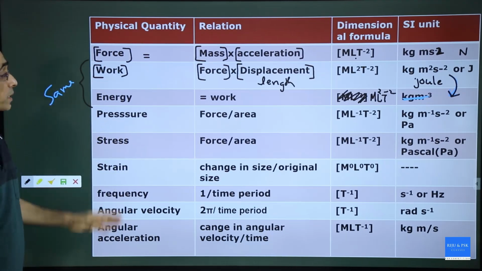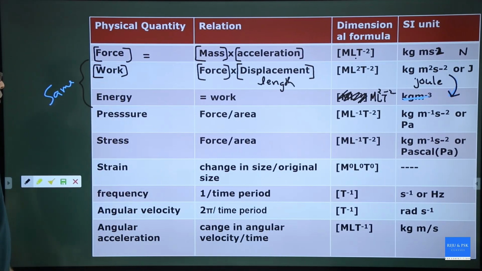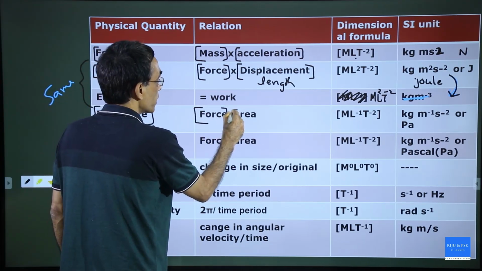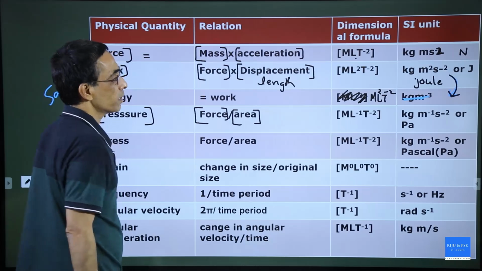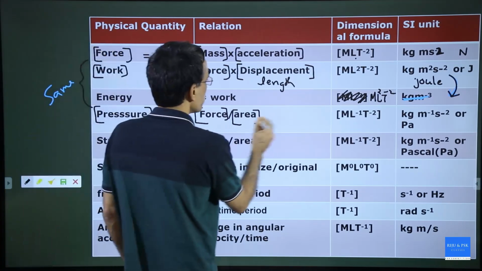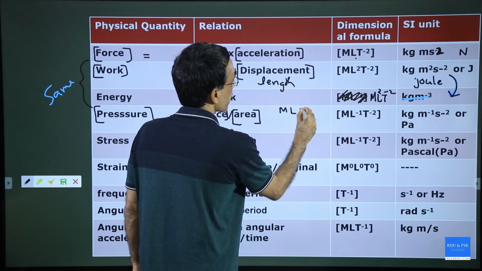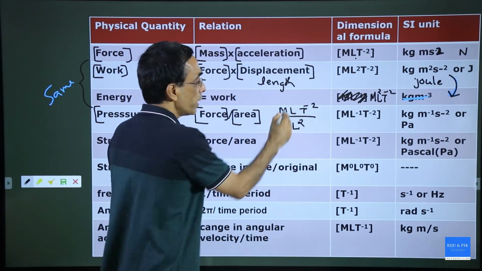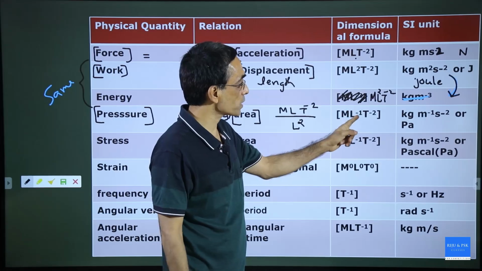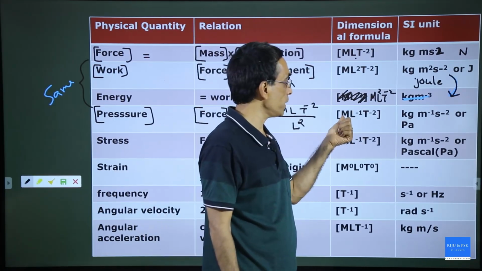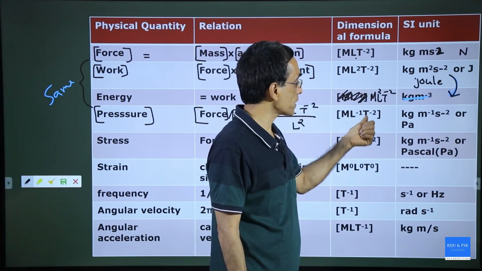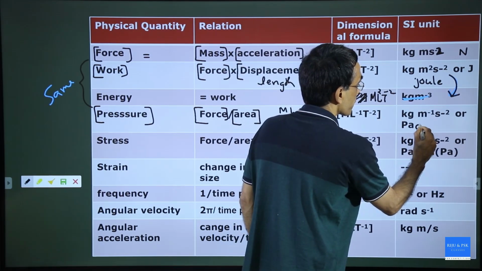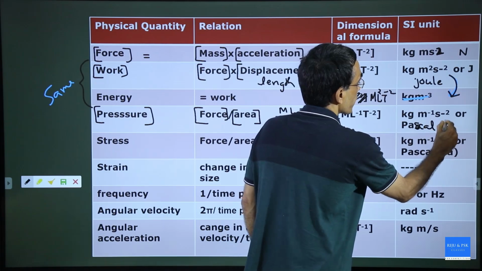Pressure. Pressure is calculated by force by area. So dimensional formula of pressure is dimensional formula of force divided by that of area. So what can we do? We can write force is given by M L T raised to minus 2 divided by area, which is L square. So L and L square will give you M L raised to minus 1, T raised to minus 2. So the unit will be kilogram meter inverse second inverse 2, or this is also called Pascal. We write it as Pa.